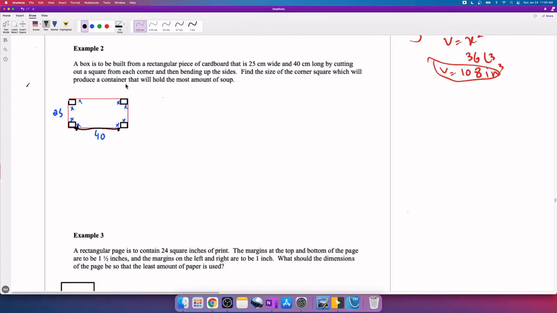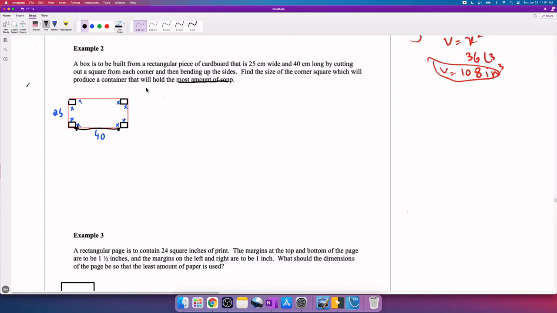Example number 2: a box is to be built from a rectangular piece of cardboard. This is my rectangular piece of cardboard, and that is 25 centimeters wide and 40 centimeters long, by cutting out squares, these black squares, at each corner, and then bending up the sides. Find the size of the corners which will produce a container that will hold the most amount of soup.